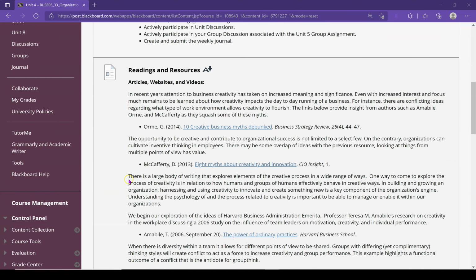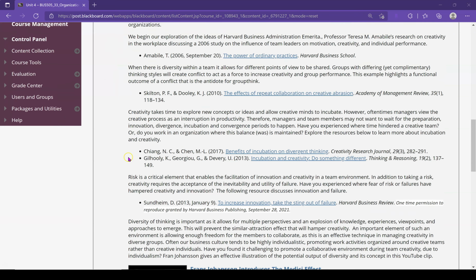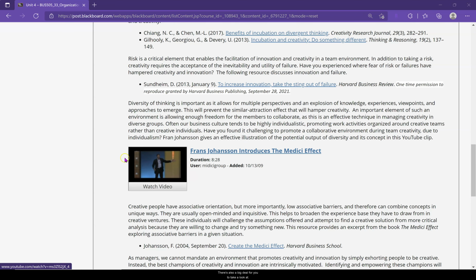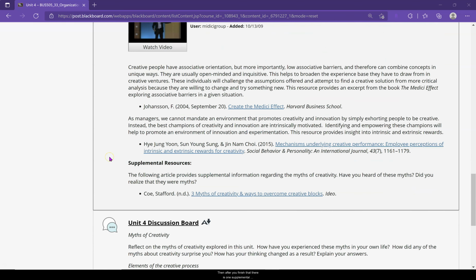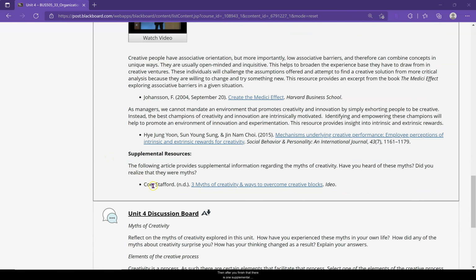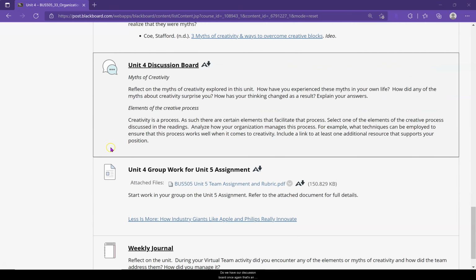So the first part, just like in the earlier units, is your readings are here. There's also a video for you to take a look at. And then after you finish that, there is one supplemental resource if you want to go into further detail in that area. Then we have our discussion board. So once again, that's an element we're used to seeing as well.